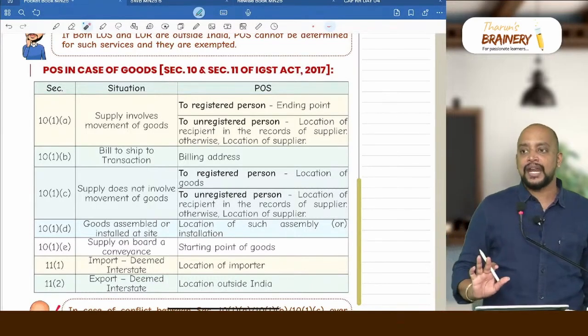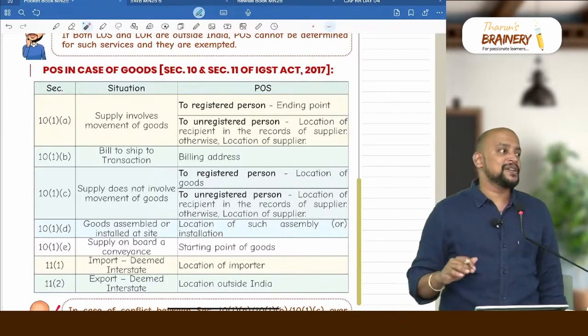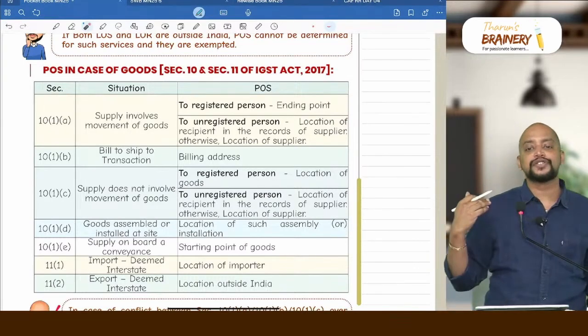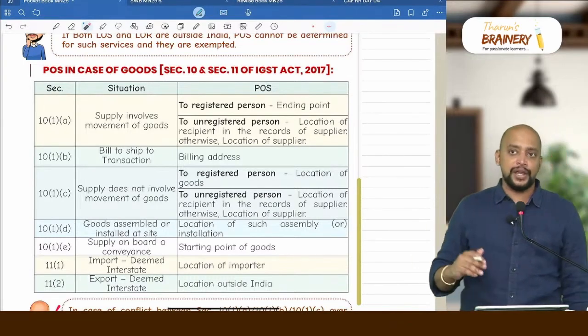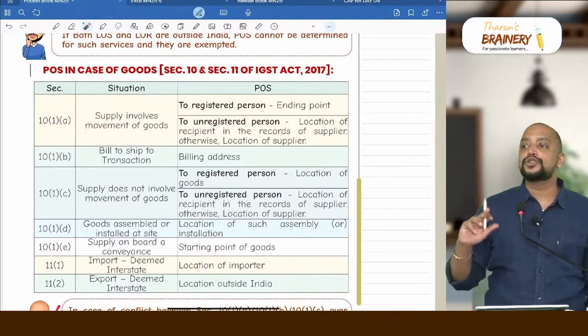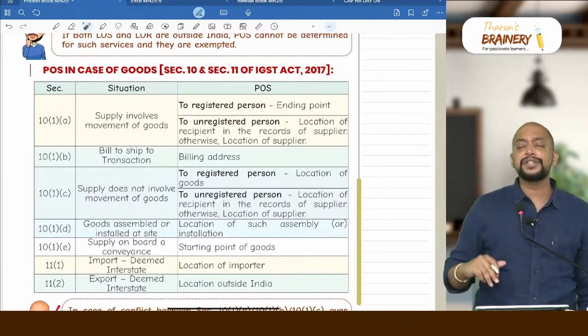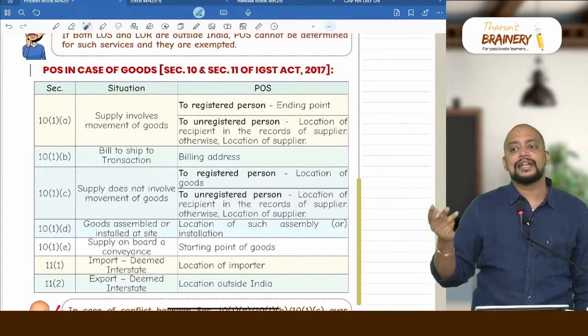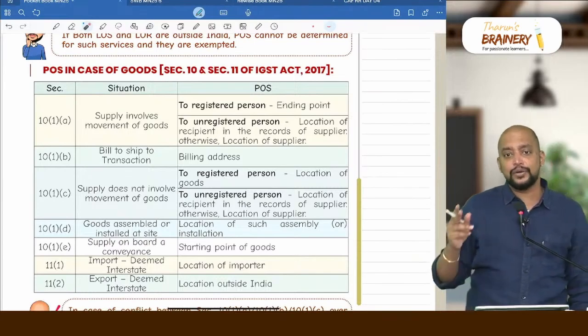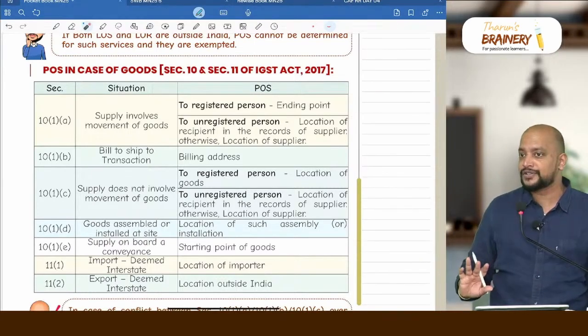In case of 10(1)(a), supply involves movement of goods, means under a contract of supply we are moving goods from one location to another location. We need to see whether it is B2B or B2C. B2B means ending point. B2C means location of recipient in the records of supplier. Otherwise, location of supplier will be taken as place of supply.